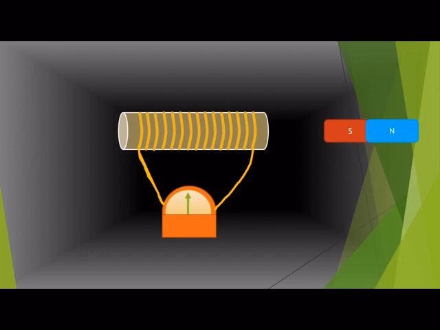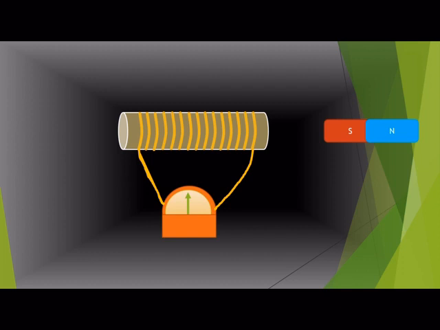This experiment consists of a coiled wire around a hollow tube, which is connected to a galvanometer, a device to sense current. Faraday inserted a magnet into the coil, and he observed that the needle moved and it came back to zero again. When he pulled the magnet out, the needle moved again, but this time in the opposite direction.